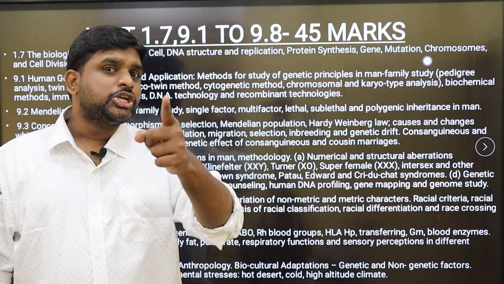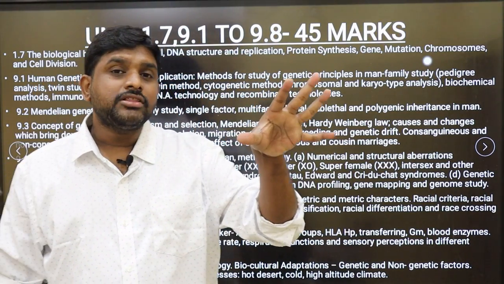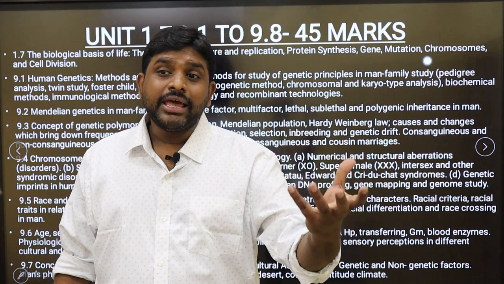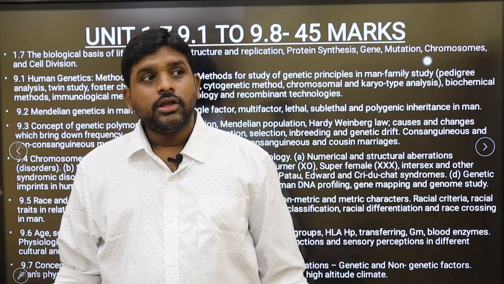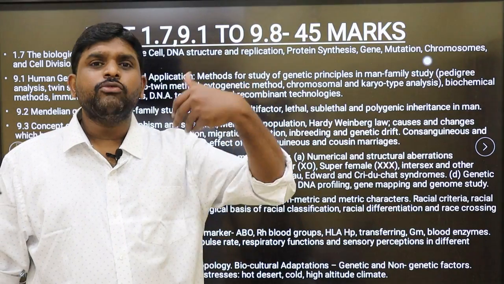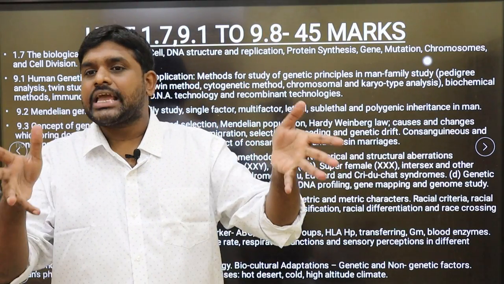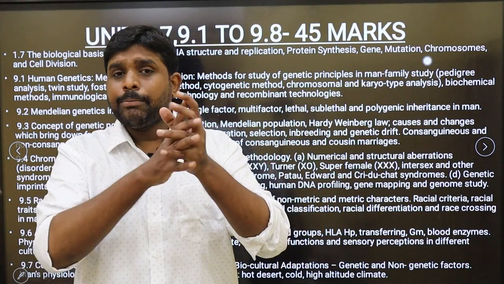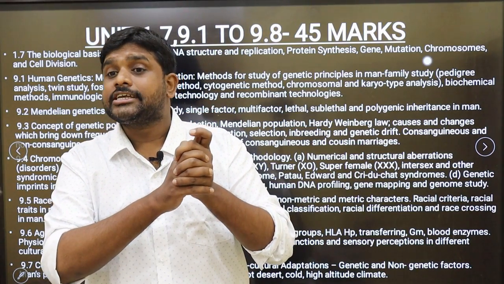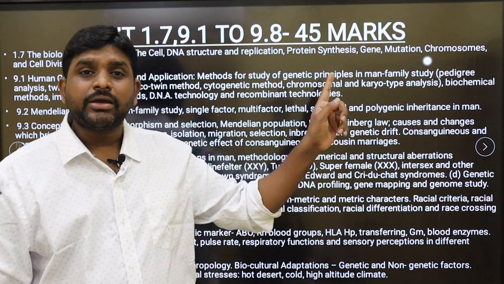People will think this is biology, but it is not biology. You have to apply it with community examples and with population examples. Very easy. Once you understand, you will get marks. Why? Because this is a type of science. Anthropology is linked with genetics. 45 marks.